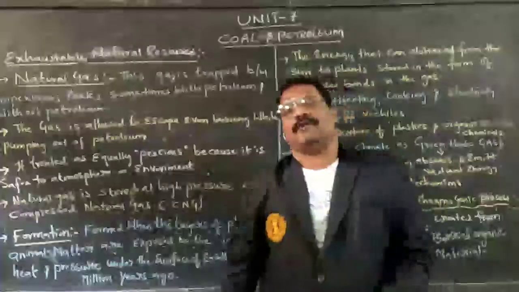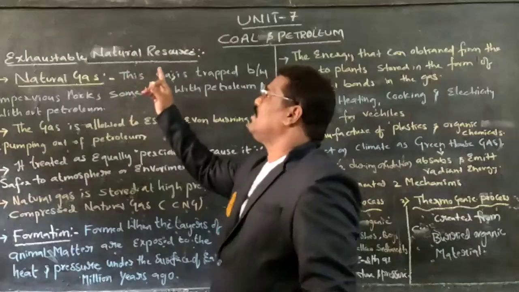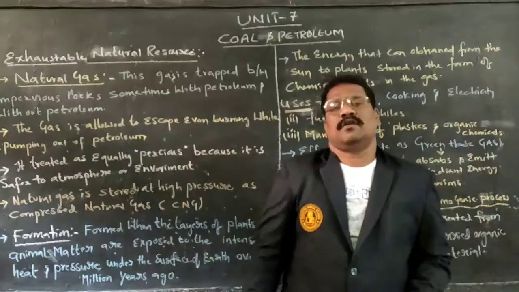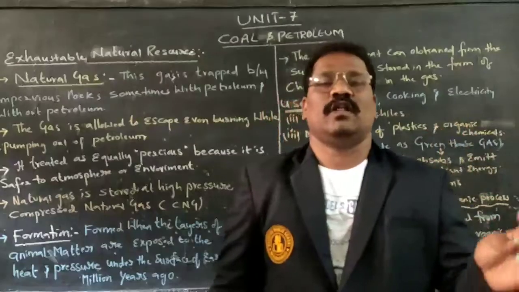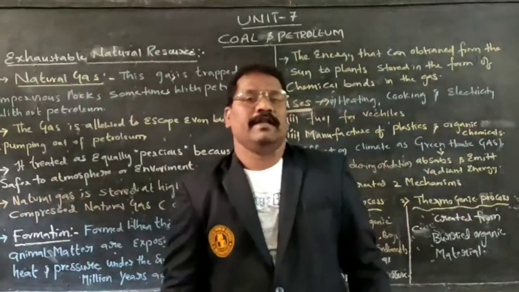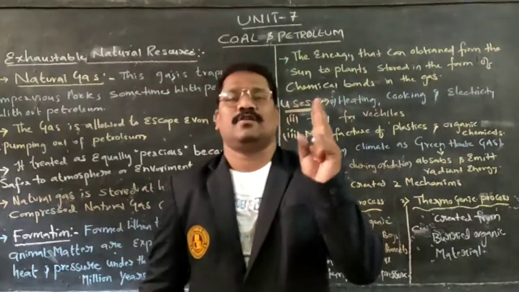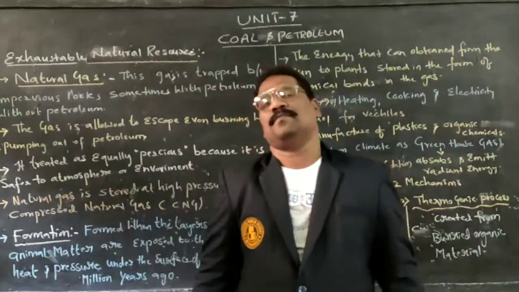In this particular topic, we are in one concept. That concept is what? Exhaustible natural resources. What are exhaustible natural resources? We have three: coal, petroleum, as well as natural gas. Among these three, we have completed two things, that is, coal as well as petroleum.